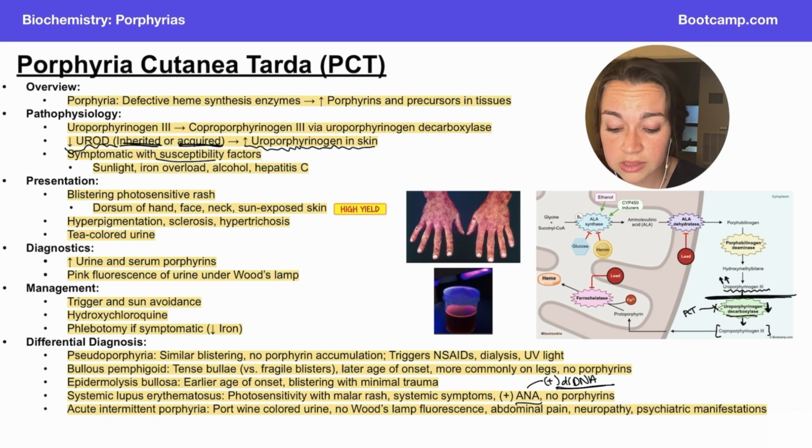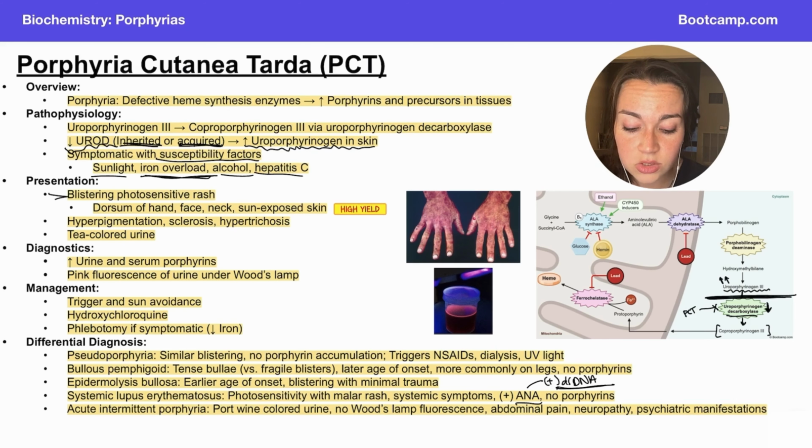Susceptibility factors for this include sunlight, iron overload, which is very high yield, like hemochromatosis, alcohol, and hepatitis C. PCT presents with a blistering photosensitive rash, classically on the dorsum of the hands, but they may also describe findings on the face, neck, or really any sun-exposed skin. Remember, because sunlight was a precipitating factor.